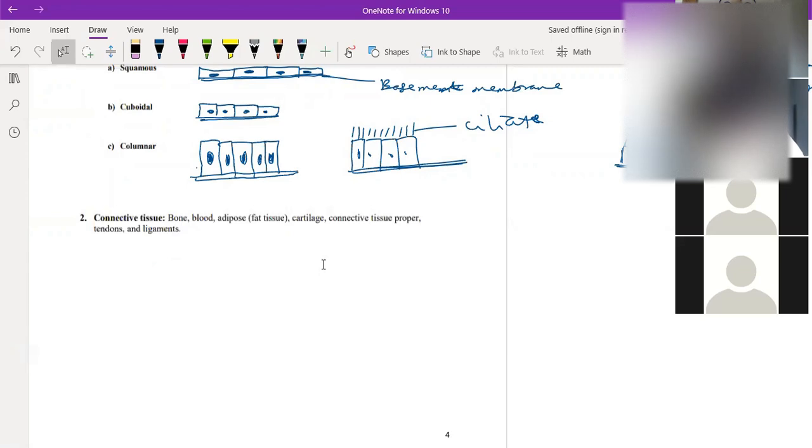Then there's connective tissue proper, which connects, for example in the skin and other tissues, helping to connect the other structures around it. It has what we call a ground substance. And there are tendons and ligaments. These are all examples of connective tissues that you should be thinking about when they ask you. So know the examples for now. We'll talk about the blood in detail another time.